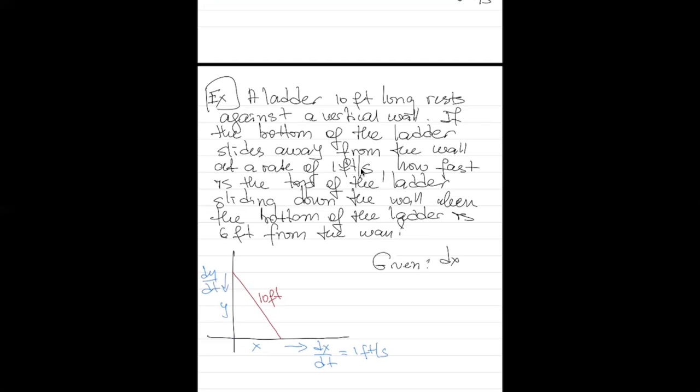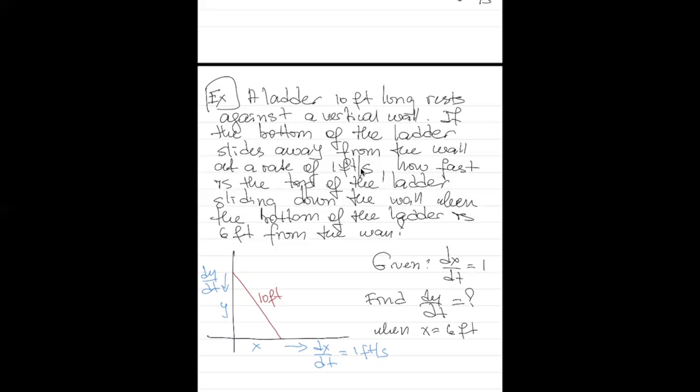All right, so let's write down what's given. dx/dt, the rate of change of the bottom of the ladder moving away, is 1, so it's increasing, positive, and we want to find dy/dt. We expect this to be negative because the distance from the top of the ladder to the bottom is decreasing. And we want to find this at the particular moment when x is 6 feet.